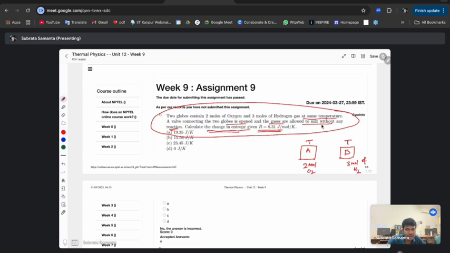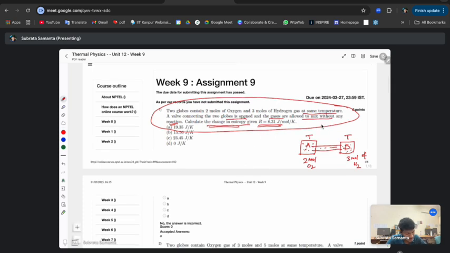A valve connects the two globes, and we open this valve. Now the gas in container A and the gas in container B are allowed to mix without any reactions, just allowed to mix. We have to calculate the change in entropy.